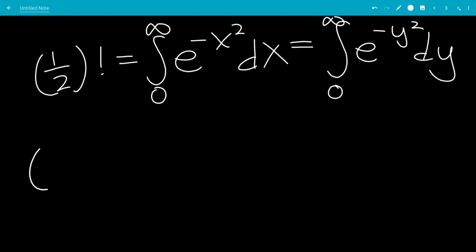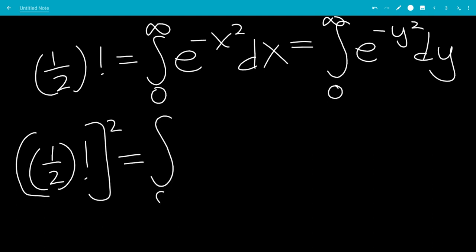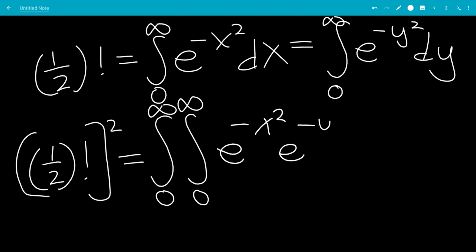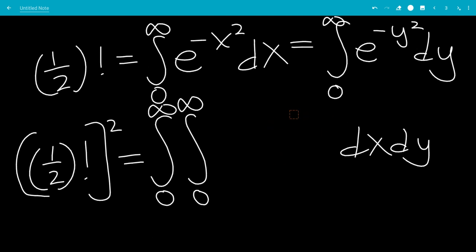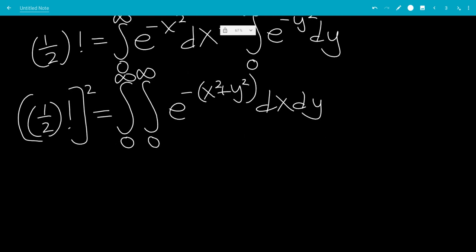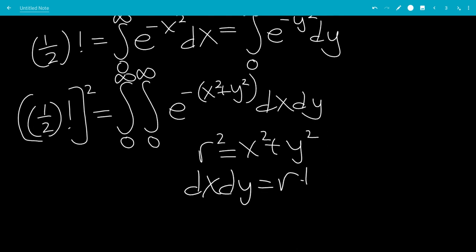So let's multiply these together, leaving us with 1/2 factorial, whole thing squared, equals the integral from 0 to infinity. I'm going to move the integral to the front, so we have the integral from 0 to infinity, e to the minus x squared, e to the minus y squared, dx dy. But we can combine them into one exponential, and I'm going to factor out the negative sign, so that would be x squared plus y squared. So now we're going to say dr d theta, so we're going to say r squared equals x squared plus y squared. This is Calc 3 stuff, so dx dy is r dr d theta.